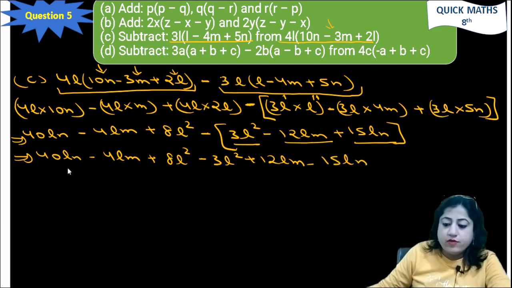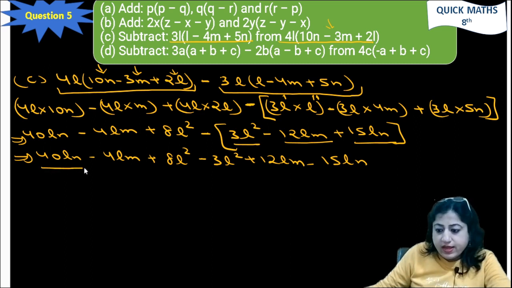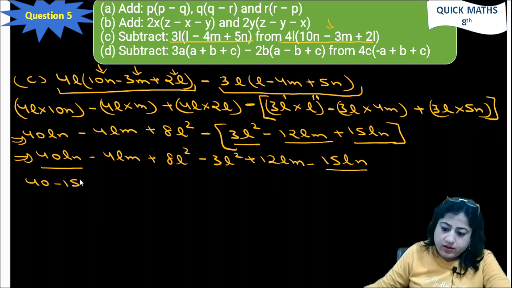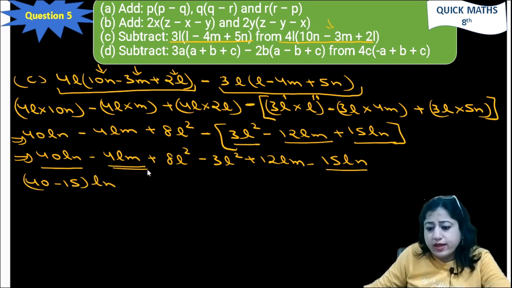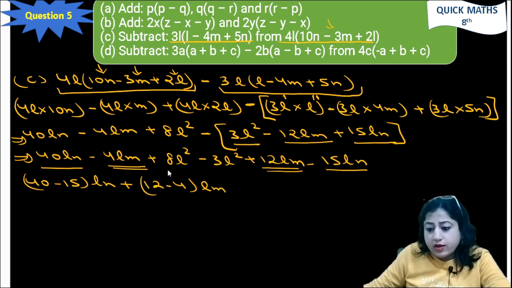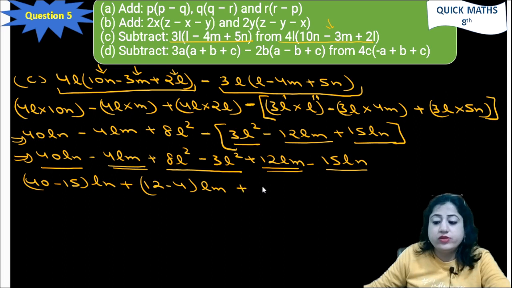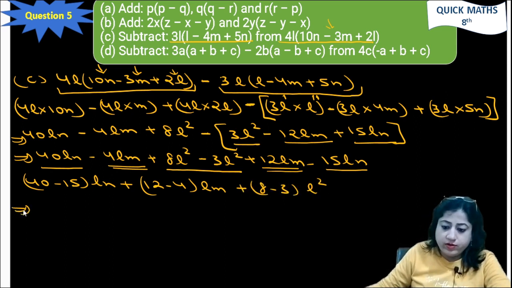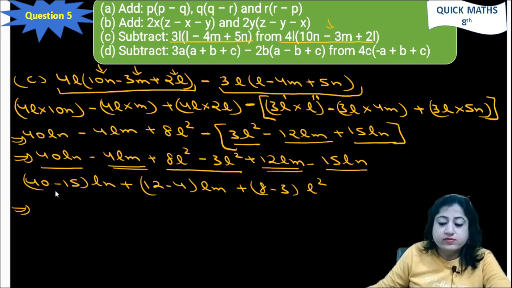Now solve it. Find the like terms, 40ln and 15ln. So it will be 40 minus 15 ln. Now 4lm and 12lm. So it will be 12 minus 4 and lm is common. Now 8l square minus 3l square. It is 8 minus 3 and then l square. So it will be 40 minus 15, then obviously 40 minus 15 means 25.